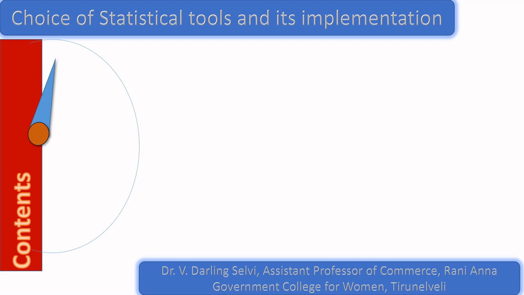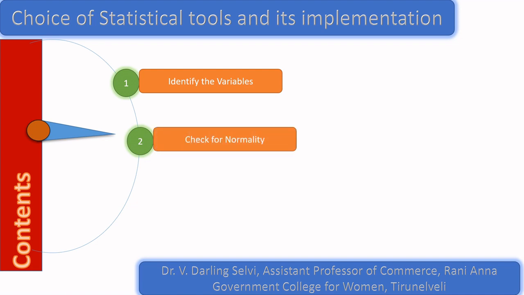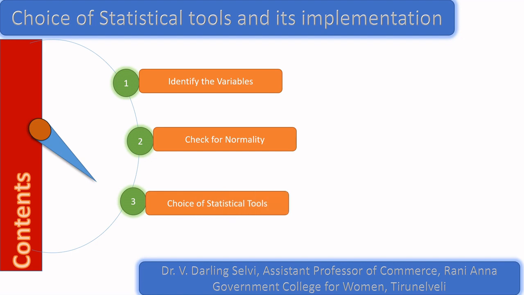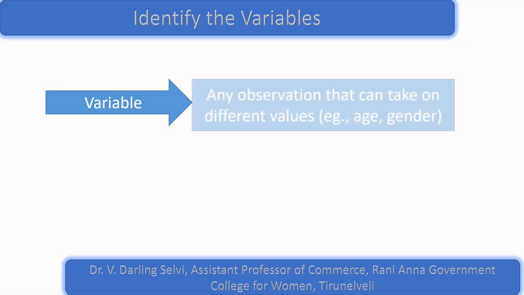So let me brief the contents of what I'm going to teach today. The first point is identify the variables. The second one is check for normality. And the third is choice of statistical tools. So let's start with identifying the variables.